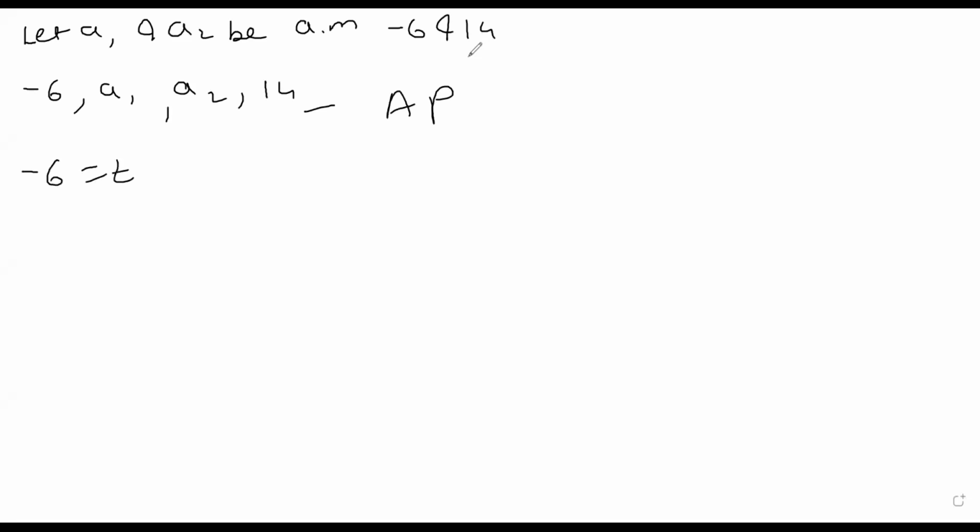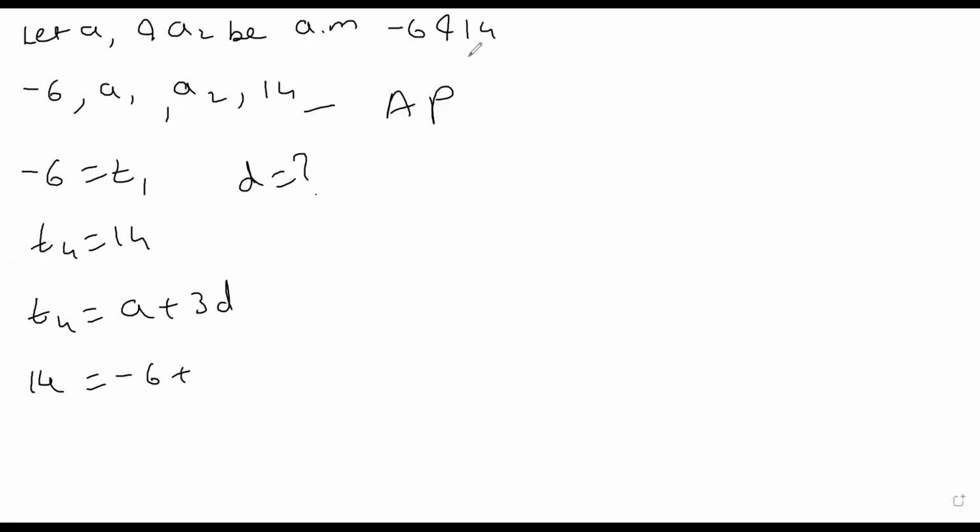So what is your first term? First term is minus 6. What is your last term? 14. What is your difference? We don't know, that is what we need to find out. So T4 is A plus 3d. T4 is 14, which is equal to A, which is minus 6, plus 3 into d, which we don't know. So 20 is equal to 3d. d is 20 by 3. The first term is A plus d.